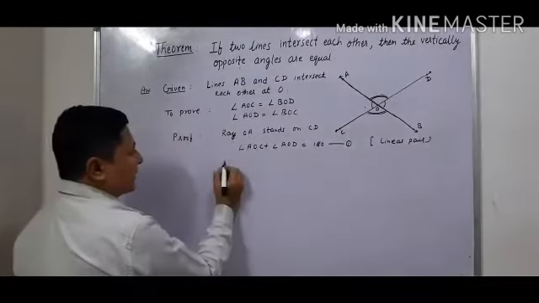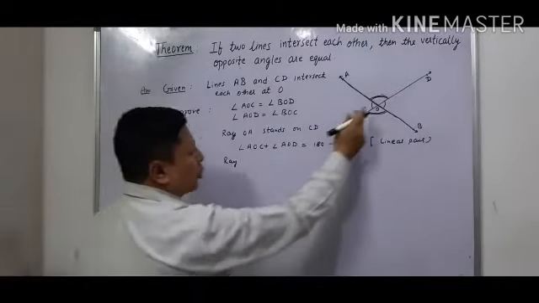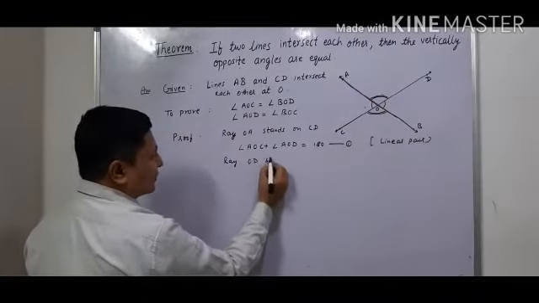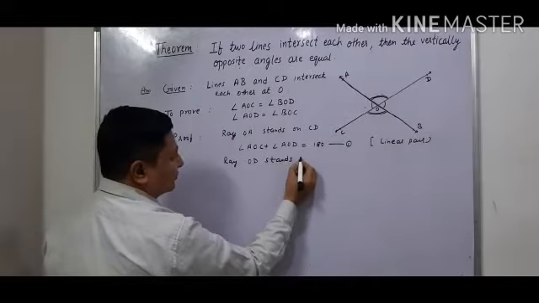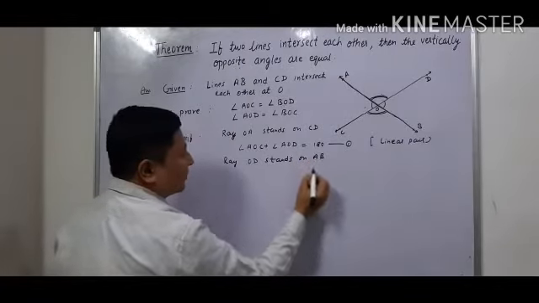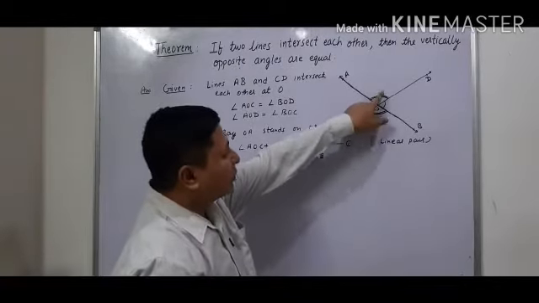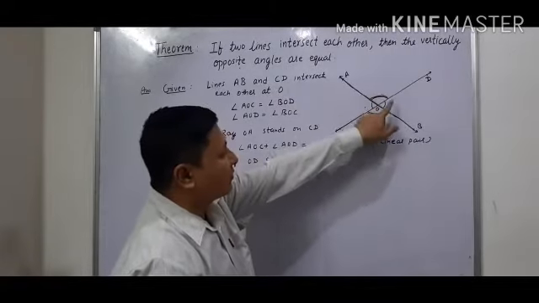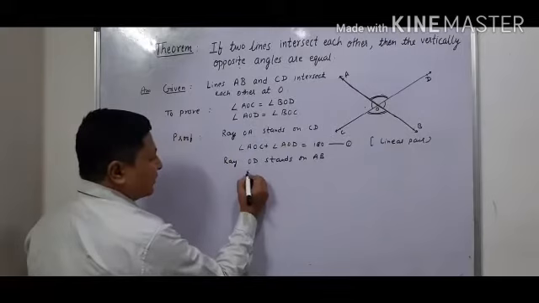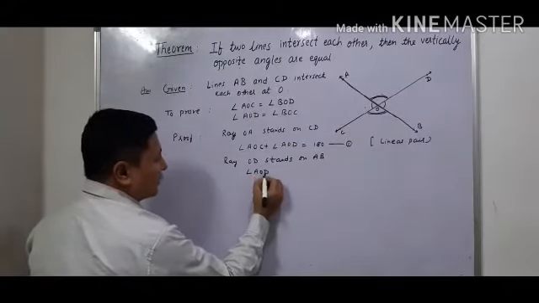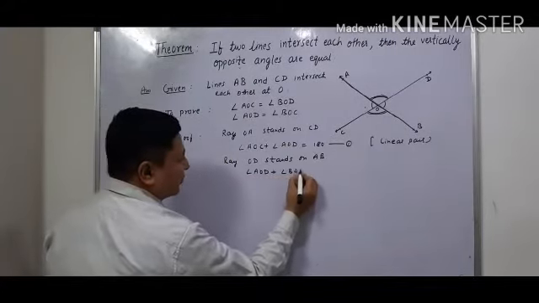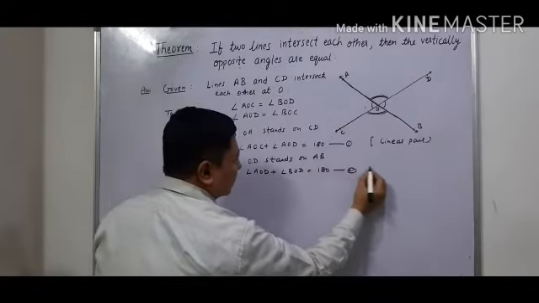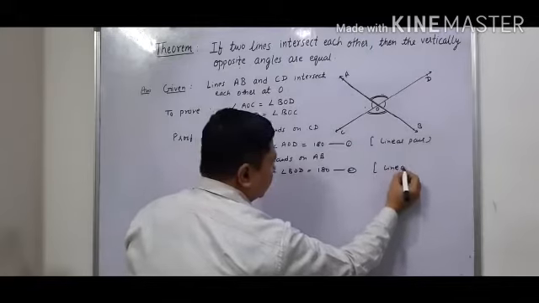Now another ray that we are taking is OD. OD stands on AB. So therefore angle AOD plus angle BOD, these two angles again form a linear pair and their sum will be equal to 180 degrees. Angle AOD plus angle BOD is equal to 180 degrees, that is again due to the linear pair.